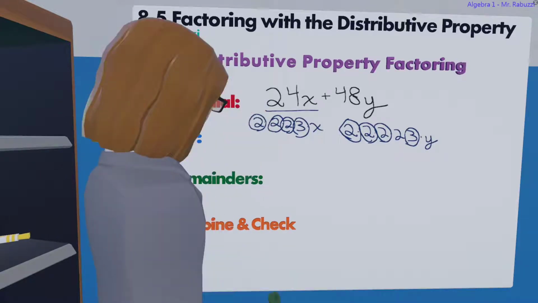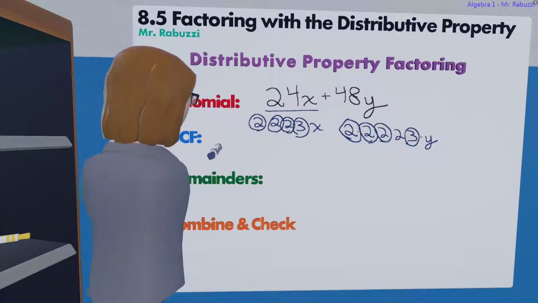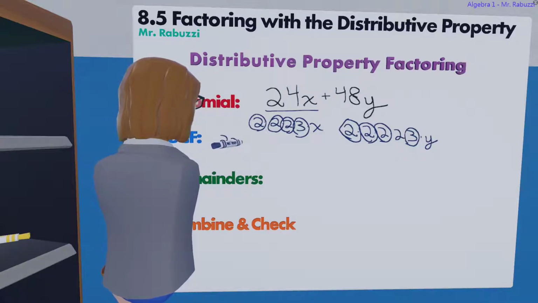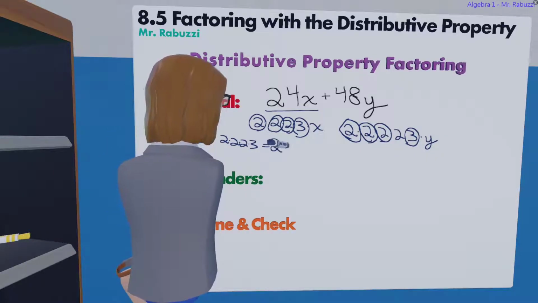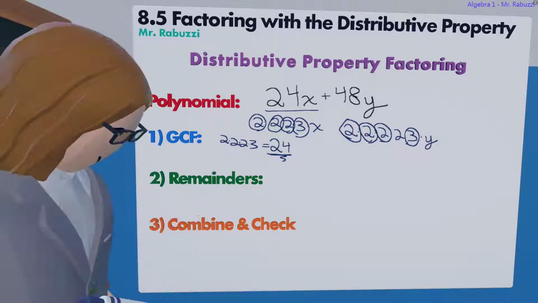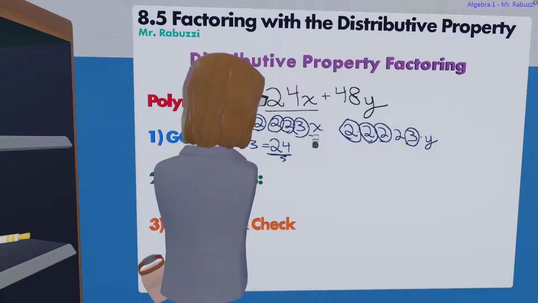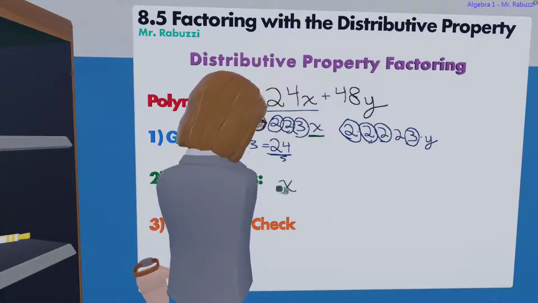All right. So our GCF is what we circled: 2 times 2 times 2 times 3, which equals 24. Okay, there's the GCF. Now we need the remainder. What's left after we took the GCF out? We have an x. Write it down. That's from our first set of factors.